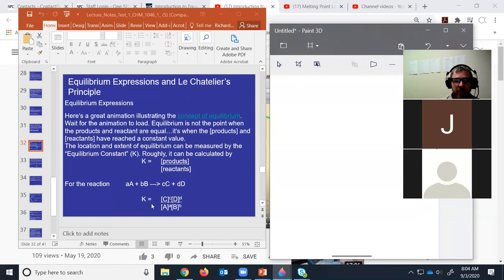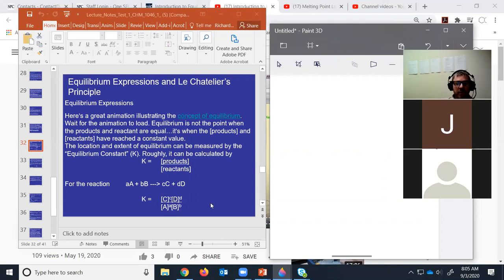Now, in any reaction, we can figure out what the equilibrium constant is if we know what the concentrations of the reactants and products happen to be. And in all cases, it's going to be products over reactants, and that's going to be C to the power of little c, which is the coefficient, big D to the power of little d, which is the coefficient, over A to the little a and B to the little b. And these are the concentrations multiplied by the to the power of the coefficients that you see here.